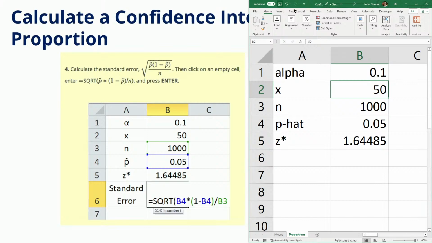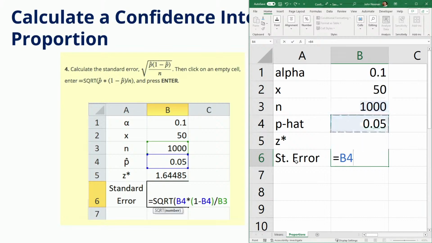So this is called the standard error. It's like the standard deviation, except for sampling distributions. So this is the standard error. It's like a standard deviation. So this is going to equal the square root of p hat times, in parentheses, 1 minus p hat.